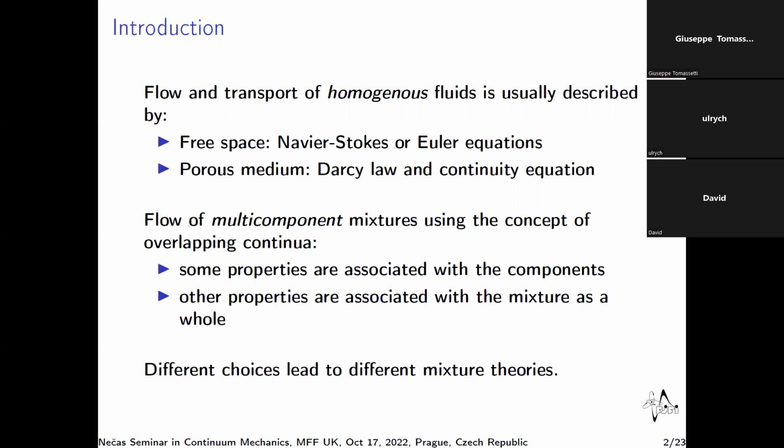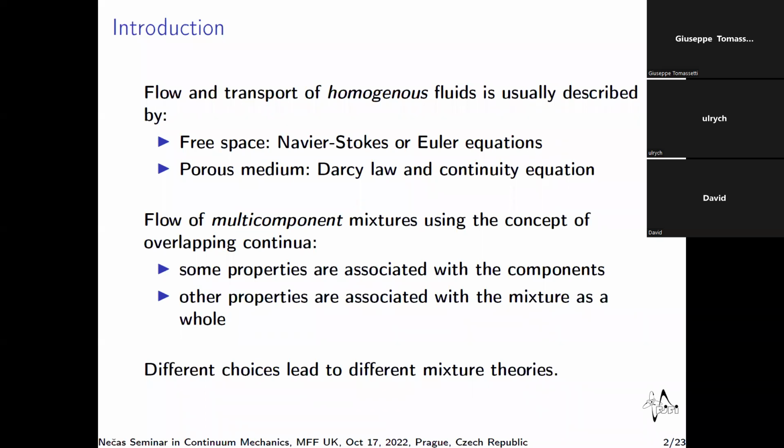So if we have a flow of multi-component mixture, then we usually use the concept of overlapping continua, which means that each component of the mixture is present everywhere. So these components are overlapping each other. We define the densities or molar concentrations, which are defined in the whole space. And then we formulate some laws of transport.